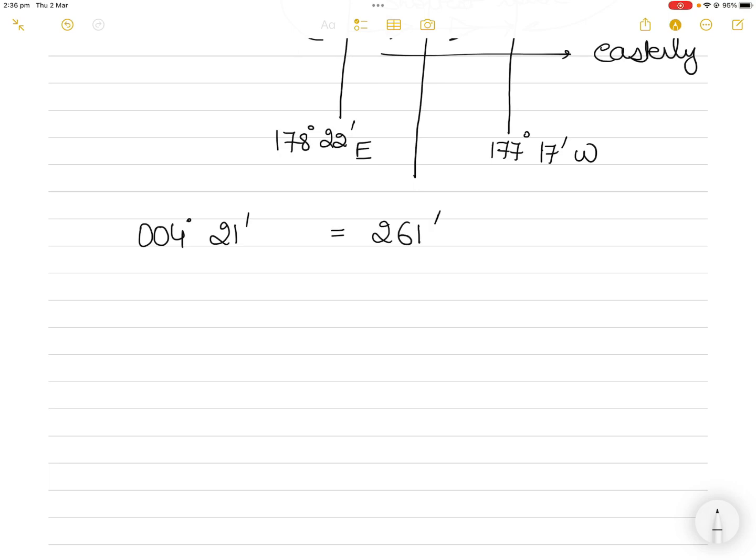Or you can use conceptual understanding here. Convert 4 degrees first. 4 times 60 is 240. And then add the remaining 21 minutes, which will make it 261 minutes. Right? So this becomes your d long. This is your d long, which has to be put in the formula here.